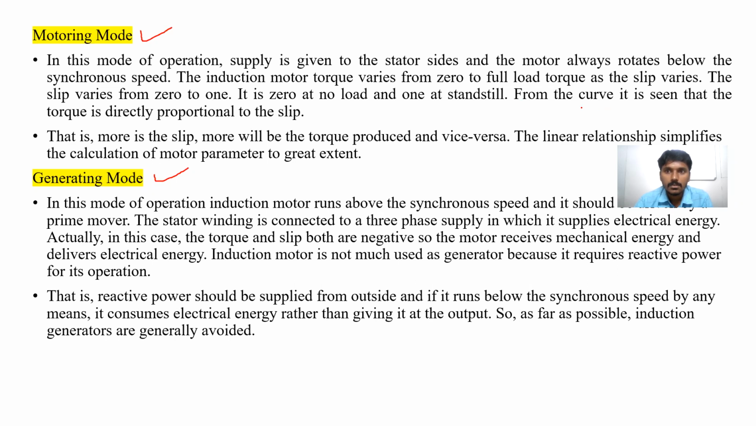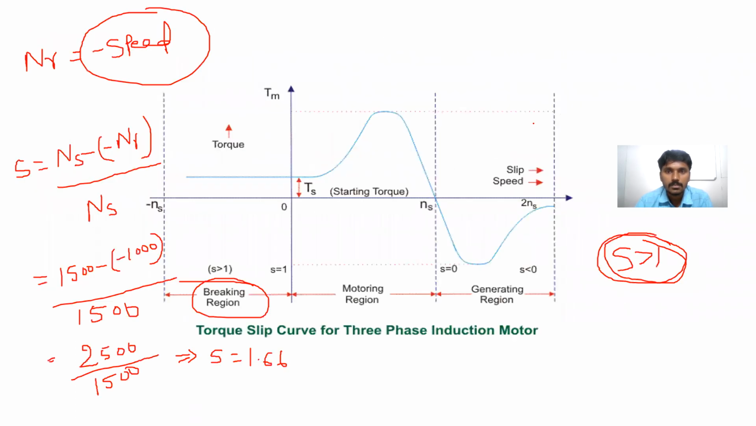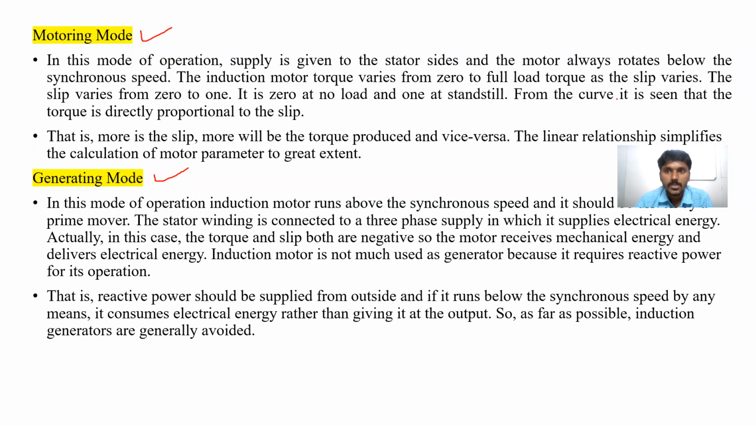From the curve, from the above figure, you can see here. Clear? It is seen that the torque is directly proportional to the slip. From the above characteristics, we can easily identify that the slip is directly proportional to the torque, or we can say the torque is directly proportional to the slip.